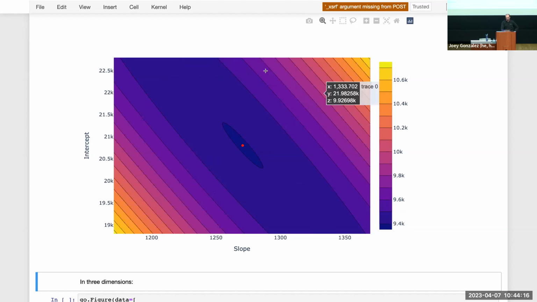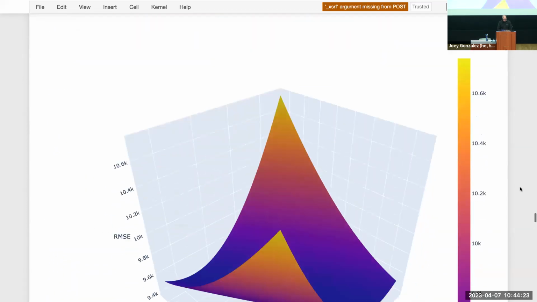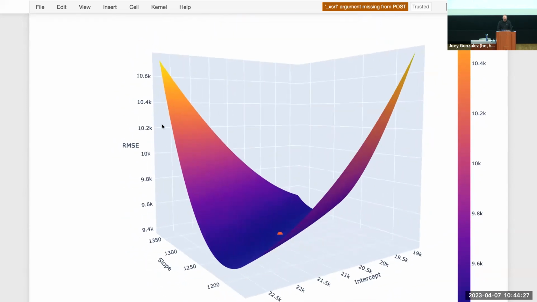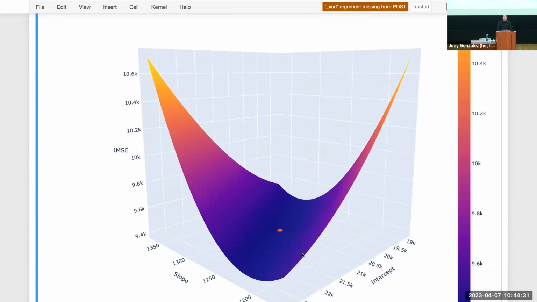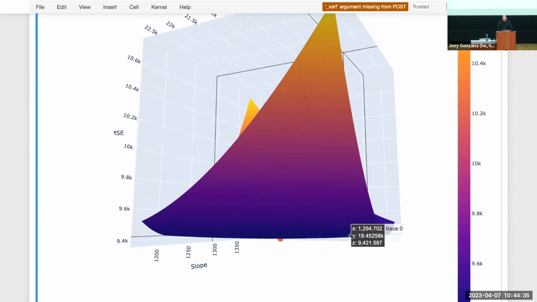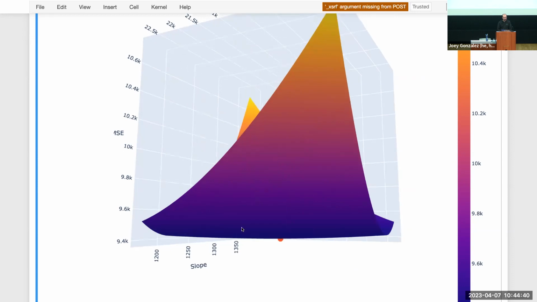And this whole thing looks like a bowl. And because we can do it, we will. This is actually what it looks like. So we have a three-dimensional surface. For different slopes, different intercepts, we have an error. And this little red ball at the bottom of this thing, trust me, there's a little curvature here. There's a very, very small amount of curvature here. This is really at the bottom of this bowl.